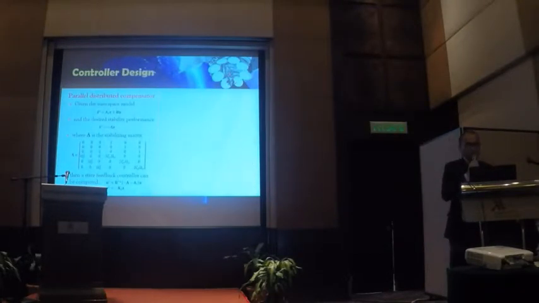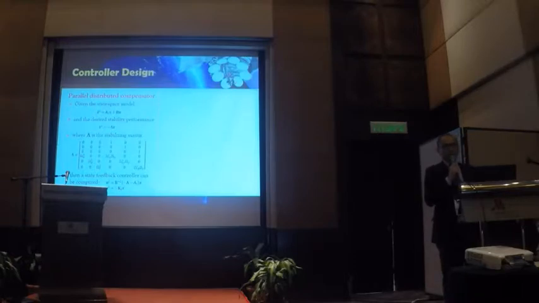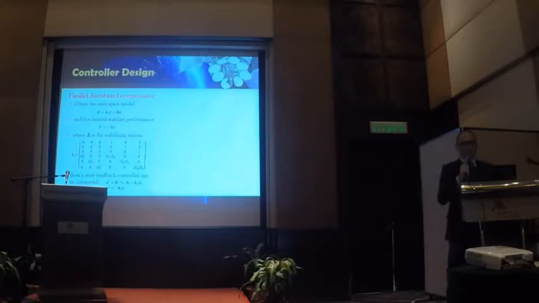Now we need to design the control for the fuzzy model. When we have this state space model, we can design using this parallel distributed compensator. And if we have the desired stability performance, where lambda is the stability matrix, then we can design a state feedback controller by u equals minus Kx via this pole placement method.